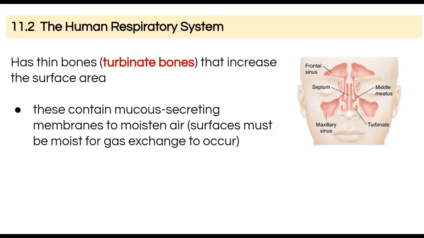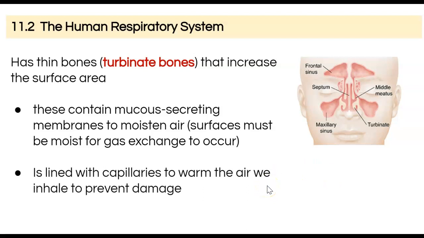You'll remember, I think we spoke about it in the last screencast, how surfaces need to be moist in order for gas exchange to occur at all. So here's an example of that. Our turbinates are also lined with capillaries, and capillaries carry blood, and blood should be warm, and it's going to help to warm that air as it's moving into our respiratory system so that it's not a shock to our lungs.